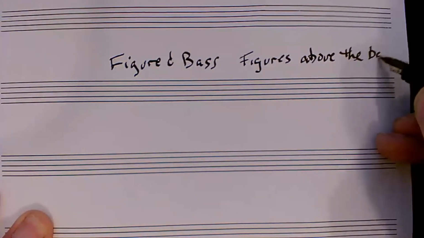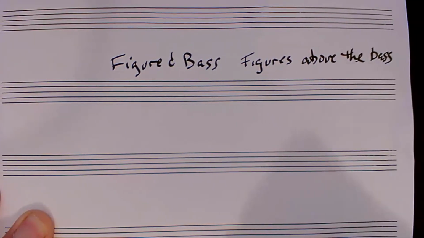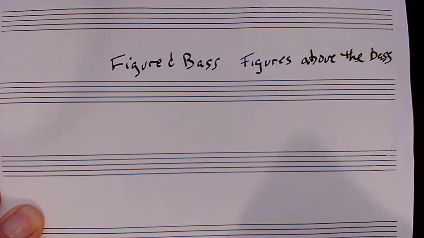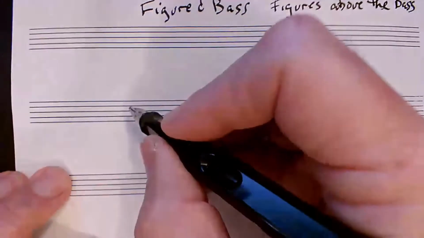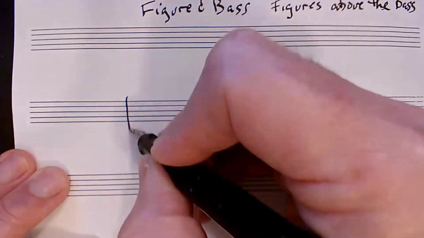And what I mean by that is, when you see figured bass, you'll see numbers, and those numbers are indicating intervals, just basic intervals. And those are intervals that are counted above the bass. So it's actually quite simple. Let me give you an example.